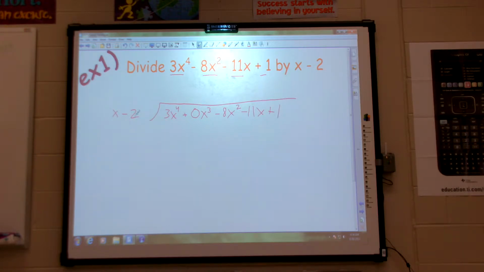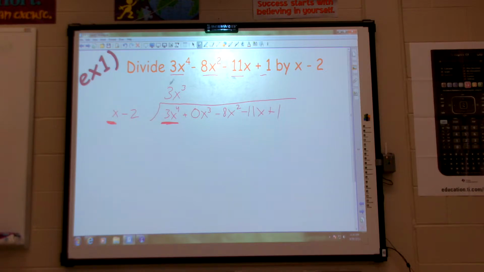Now, here's what I do. I put this in order too. Make sure they're in order from highest power on down. That's important. I look at this first term. I want x to become 3x to the 4th, so what is x missing? Well, it would need a 3 and then 3 more x's to be that, correct? So it needs a 3x cubed. Does everyone agree that x times 3x cubed will in fact give me 3x to the 4th?